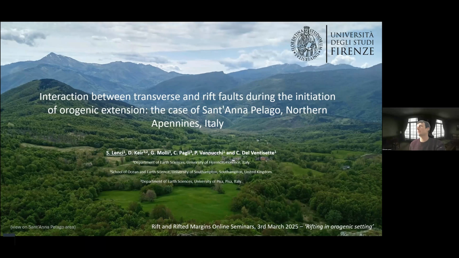Now we'll talk about the architectural interaction of faults within a particular rift segment of the Northern Apennines. That is a result of part of my PhD project. So first, a few introductory words about the Apennines for those who may not be familiar with it.